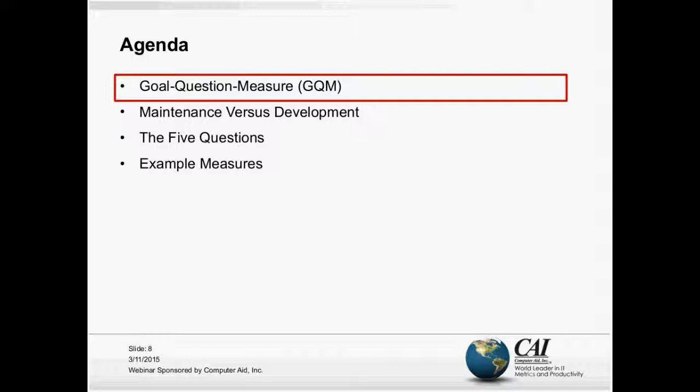Before we get into that aspect of it, I do want to talk about the approach that we use for setting up a measurement program, and that's the goal, question, measure. We will get into maintenance versus development, how those two activities are different. We'll talk about the five questions and also provide some example measures. And I say those are examples because there are a lot of different measures that can answer these questions depending on what it is that you're looking for. And you get to that through the goal, question, measure construct. So let's talk about that first.